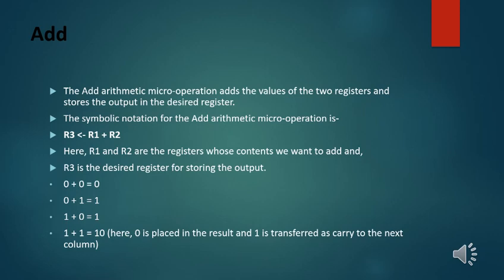For example, 0 plus 0 is 0. 0 plus 1 gives us 1, and 1 plus 0 gives us 1. Here we have the different option. 1 plus 1 gives us 10, where the 0 is placed in the result and 1 is transferred as carry to the next column.